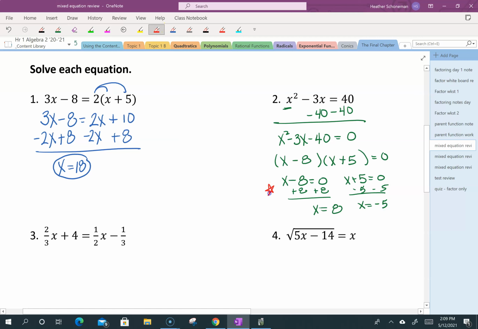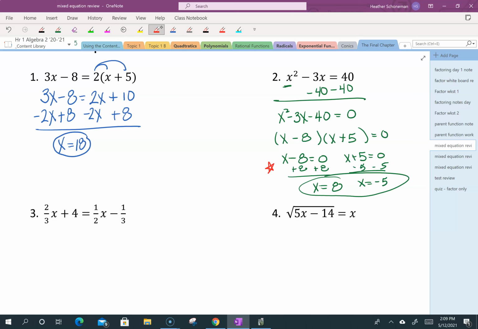Now this step right here, I don't ever expect you to write it down. I'm just reminding you of why the answers are what they are. Okay. Number 3. Number 3 is another linear equation, and to solve it, it would just be a lot easier if we could get rid of the fractions, and so we are going to do that.